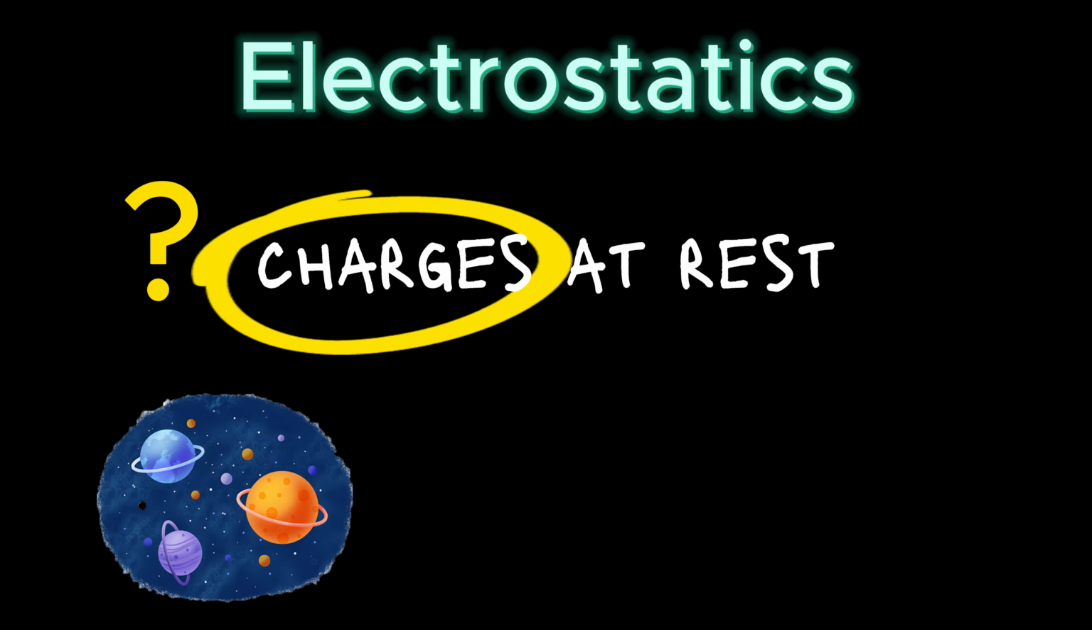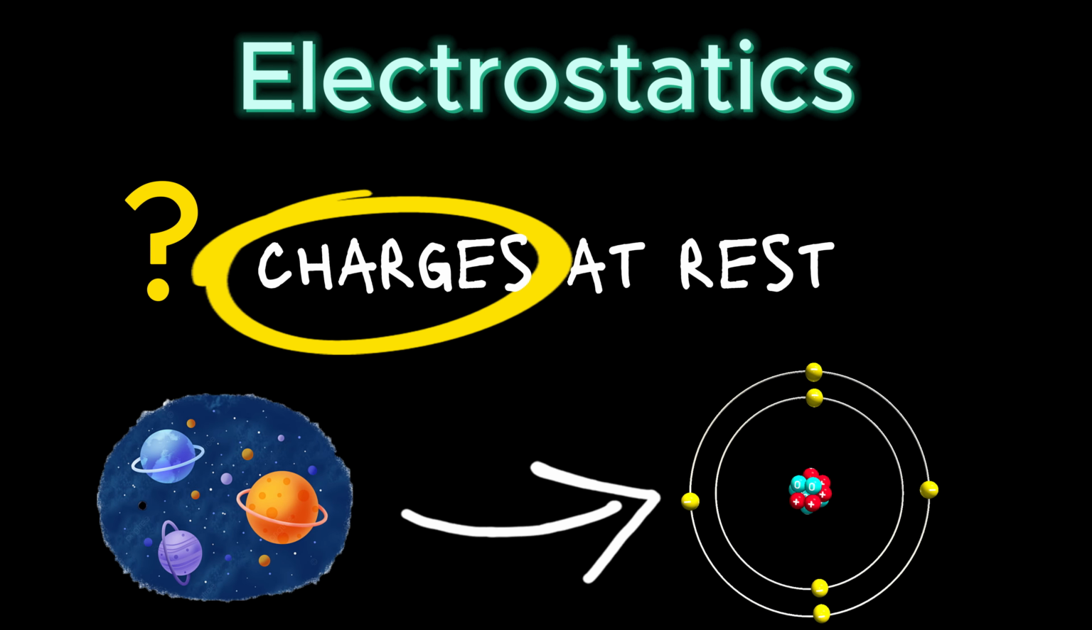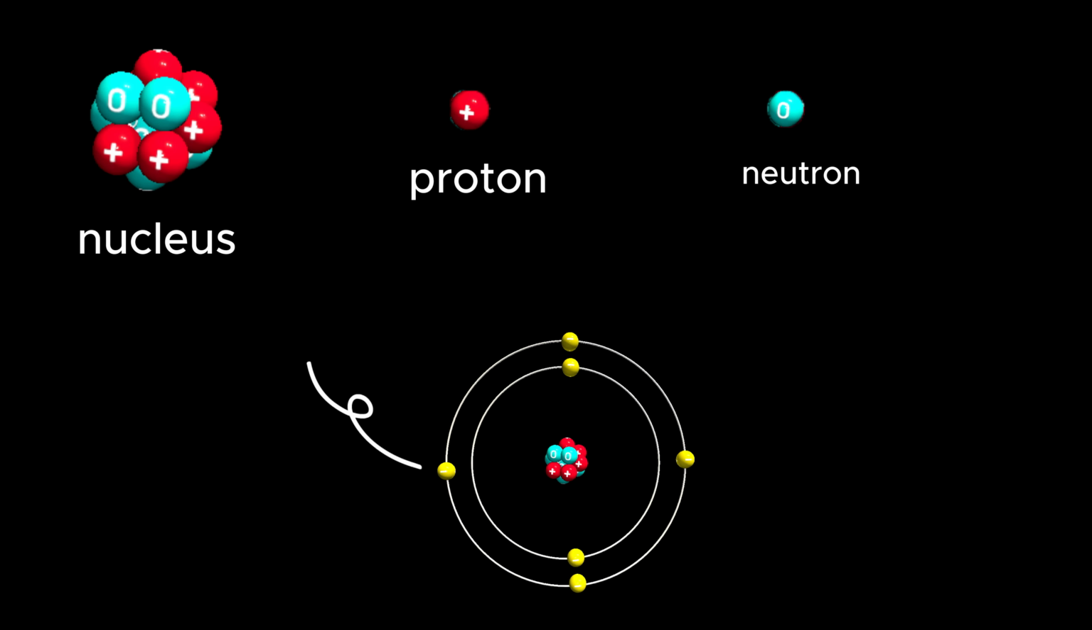See, every object in this universe is made up of atoms. Atoms consist of a heavy central core called the nucleus. The nucleus of an atom consists of two particles, protons and neutrons. There are other particles which revolve around the nucleus, and these are called electrons.